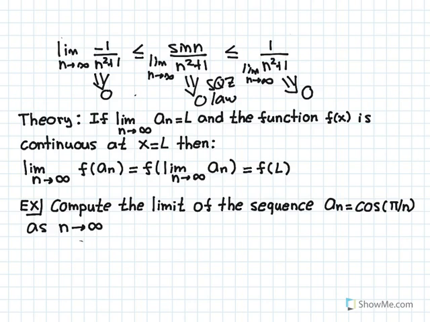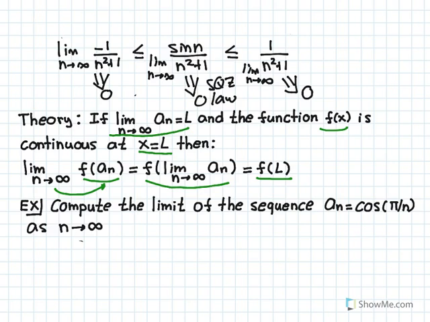All right, let's look at another theorem. So we have, if the limit of an as n goes to infinity is equal to L, and the function f of x is continuous at x equals L, then the limit as n goes to infinity of f of an is equal to f of the limit as n goes to infinity of an. So essentially, you're bringing the limit inside the brackets, and that's equal to f of L. But the key is that the function has to be continuous at L.